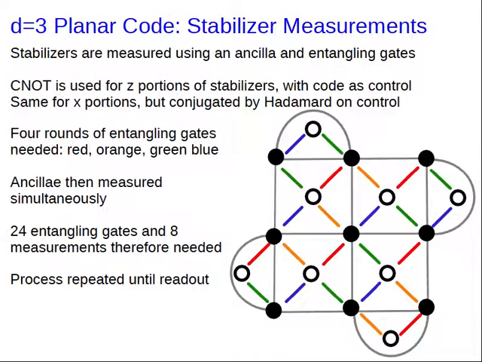So we do these sequentially. First we do these red ones, and then we do the orange ones, then the green ones, then the blue ones. And the order is here chosen such that no ancilla is ever involved in two entangling gates at once. No code qubit is ever involved in two entangling gates at once.